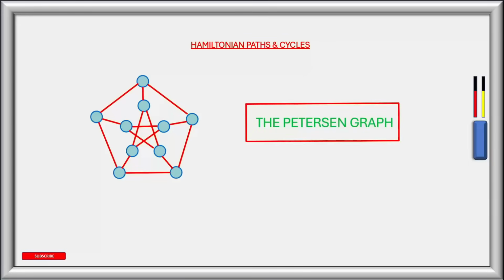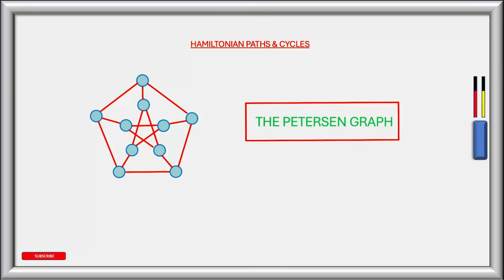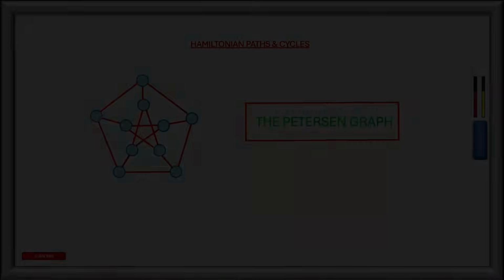Now let's look at the famous Petersen graph. It has 10 vertices and 15 edges, and so it's quite easy to trace a Hamilton path here. So let's trace one. Remember, we need to visit every vertex once. So let's start at the top vertex.